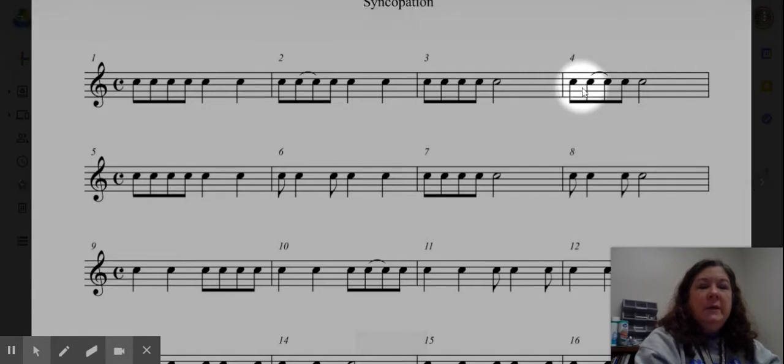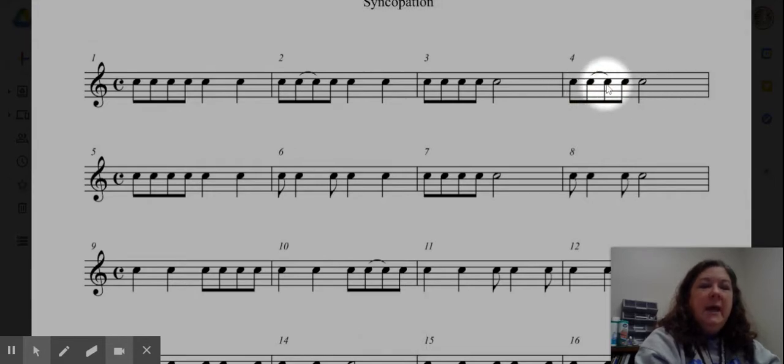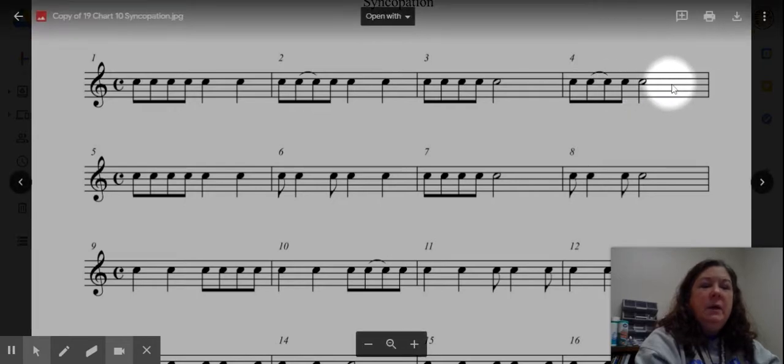Measure number 4 is the same rhythm, except we are going to have a half note at the end instead of 2 quarter notes. So this one here, 1, te, te, 3. All right, let's put line 1 together.